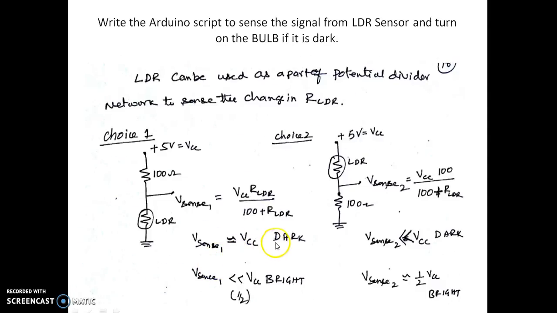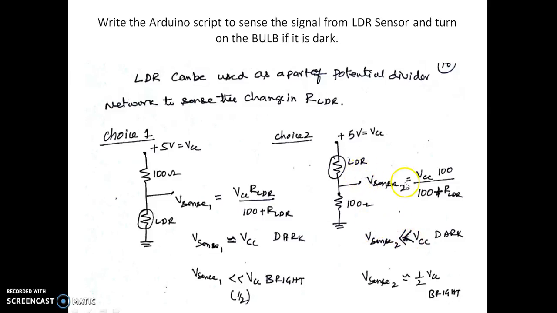So when it is dark it is VCC, and when light is falling on it, it is less than VCC. The other possibility is to have the LDR in the upper part of the potential divider, with 100 ohm in the lower part. As per the equation, V sense is VCC times 100 ohm divided by 100 ohm plus R of LDR. When it is dark, the resistance is large, so the entire voltage drops across the LDR and we are left with a very small voltage. So V sense will be very small when it is dark.